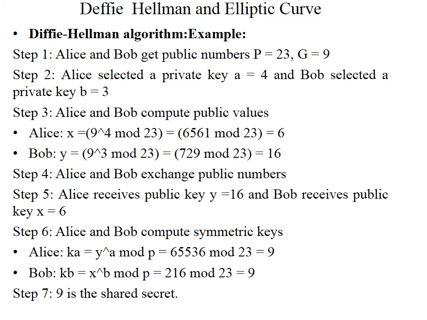Now Alice and Bob both will exchange these keys. So Alice's public key value is 6 and Bob's is 16, but they exchange with each other. Now Alice has 16 and Bob has 6. Now Alice and Bob compute the symmetric key: Y to the power of A mod P. Here the Y value is 16 to the power of A, which is 4, mod P, 23, and that is equal to 9. And X to the power of B mod P, the X value is 6 to the power of 3 mod 23. You will get 9 as the answer. So both are the same, so 9 is the shared secret key.